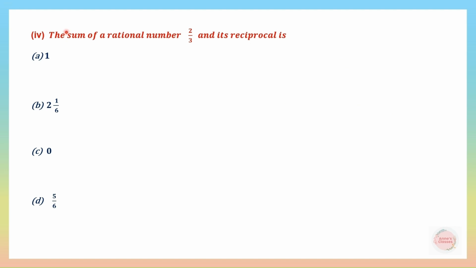Question 4. The sum of a rational number 2 by 3 and its reciprocal. Sum means you have to add up 2 by 3 and the reciprocal of 2 by 3. So what is the reciprocal of 2 by 3? The reciprocal will be 3 by 2. Now the sum means we have to add up these two.